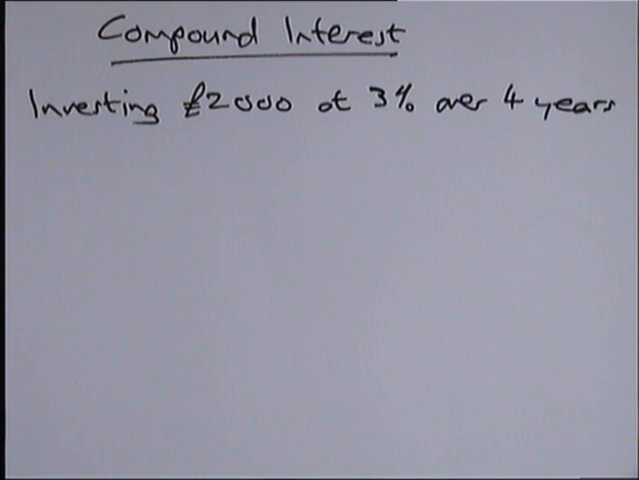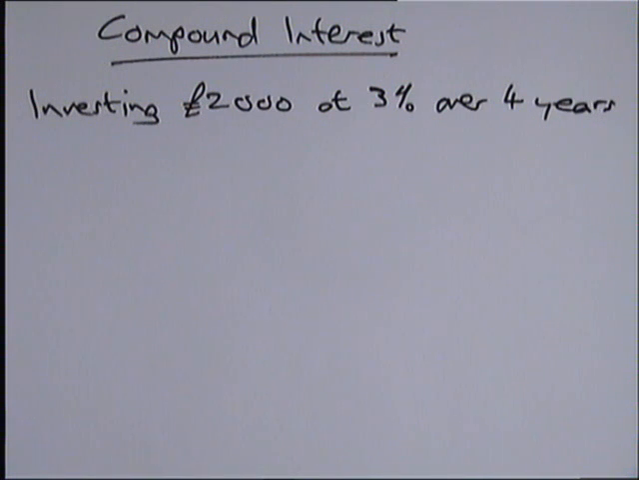In this video we're going to see how compound interest works and how you can work out the amount of investment at the end of time or how much interest you will receive over time. In compound interest, it's when you get interest on your interest, and we'll see how it works as we go through. In this example we're going to look at investing £2,000 at 3% over 4 years.